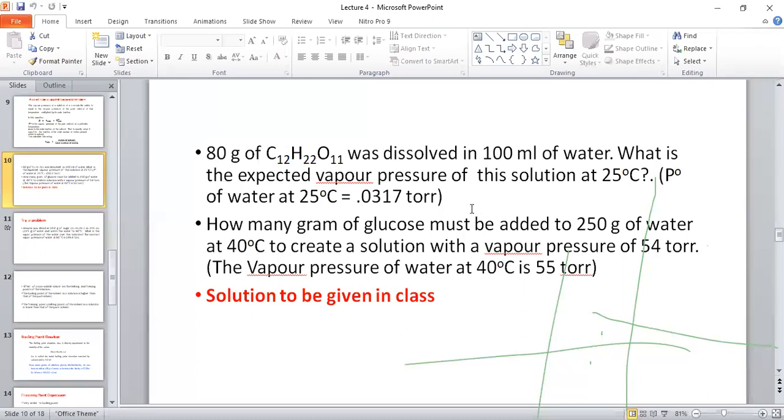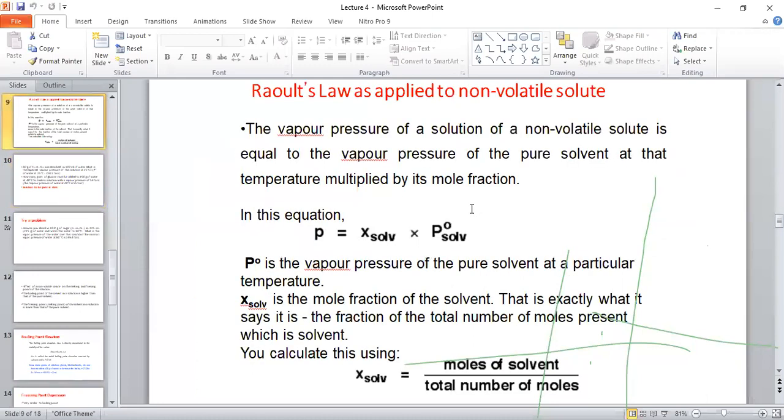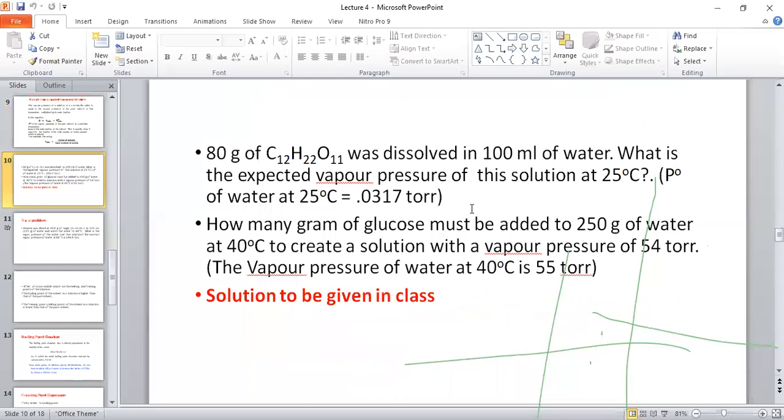So now with that, you know the number of moles of glucose here. Now, what of that of water? Because from the formula here, X, the mole fraction of the water, is the moles of water divided by the total number of moles. Now we have the moles of the glucose. So what of that of water, so that we can add there?